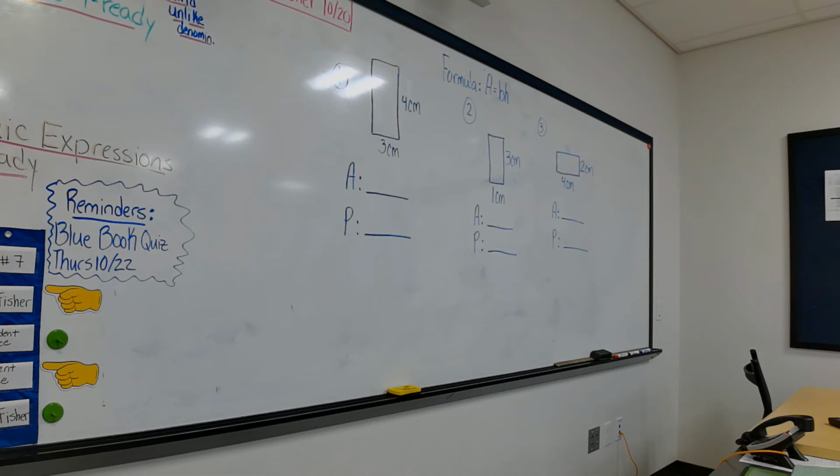Have the formula right up there. Area equals base times height. So you have your base and your height.